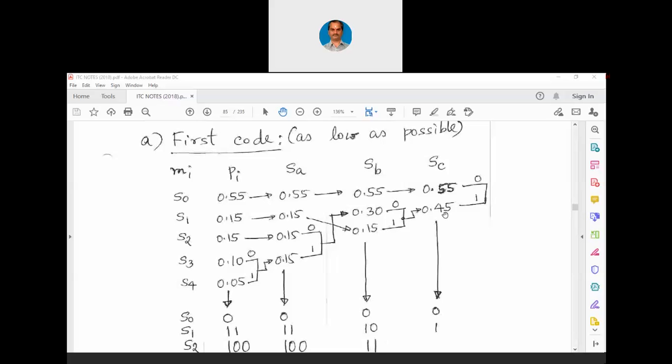Now we are left with only 0.55 and 0.45. You can see this. Again, remember, we are following a method of as low as possible, which means we are arranging the probabilities always, even in the next columns, in decreasing order itself. That is why we have to shift this 0.30 up and bring this 0.15 down. Now, for 0.55 we can give 0 and for 0.45 we can give 1. Easily we can give this way.